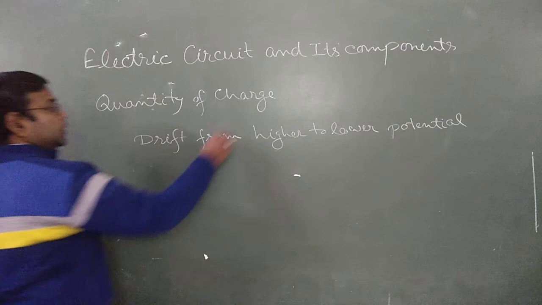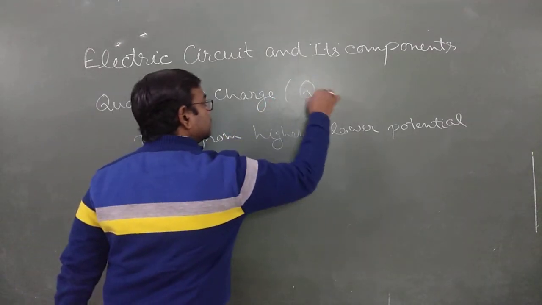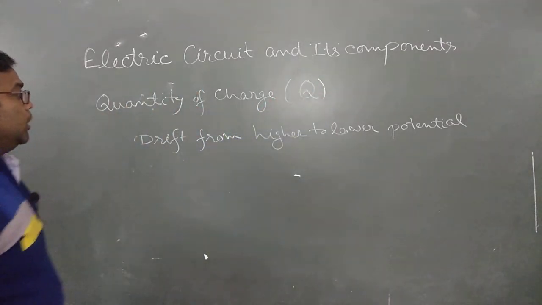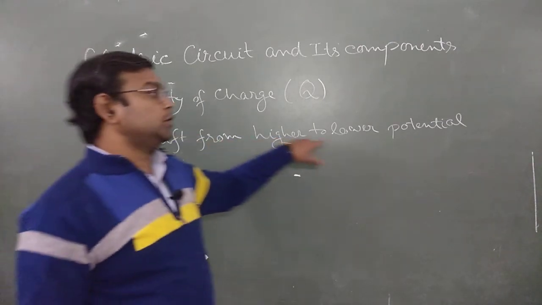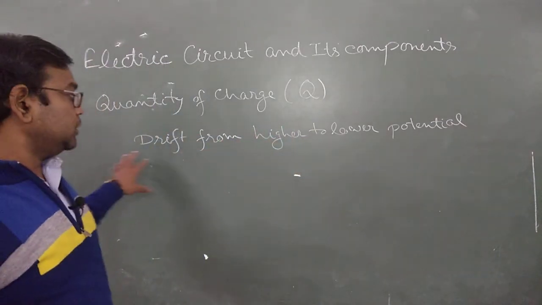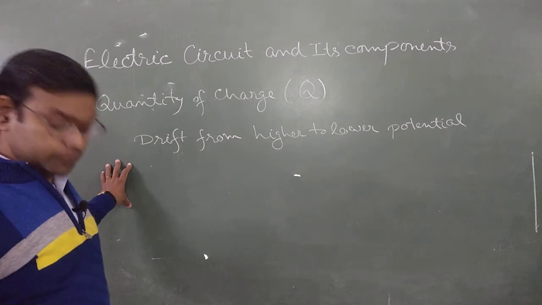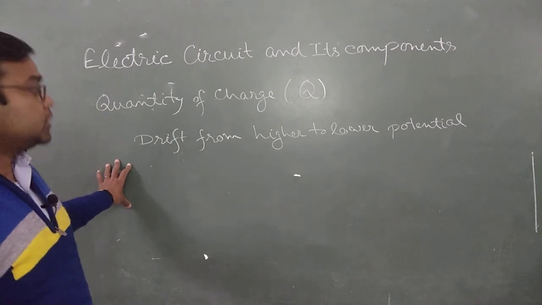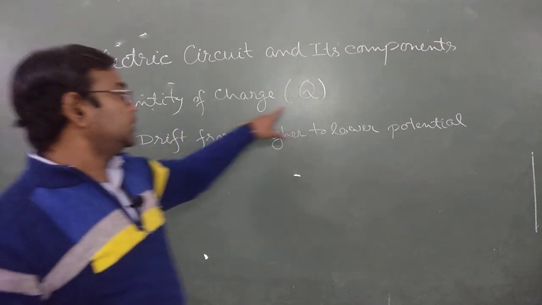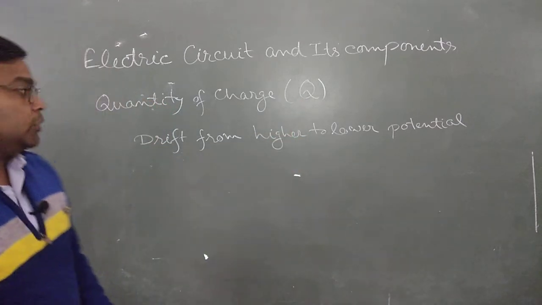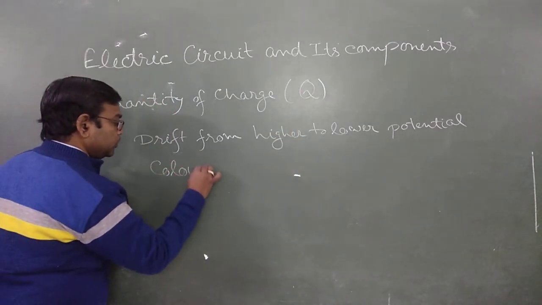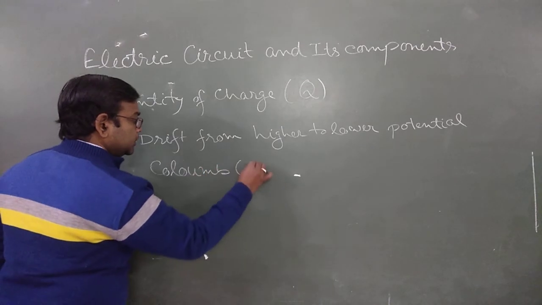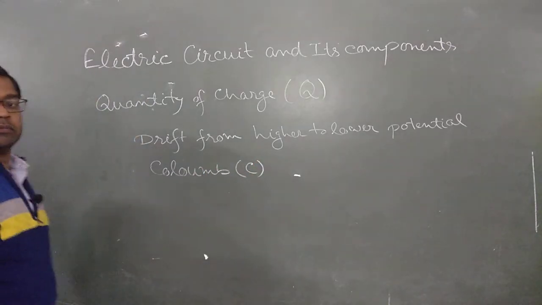This is denoted by capital letter Q. The amount of charge drifting from higher potential to lower potential is known as quantity of charge, and this is denoted by the letter capital Q. The SI unit of this is coulomb. Symbol is capital C.